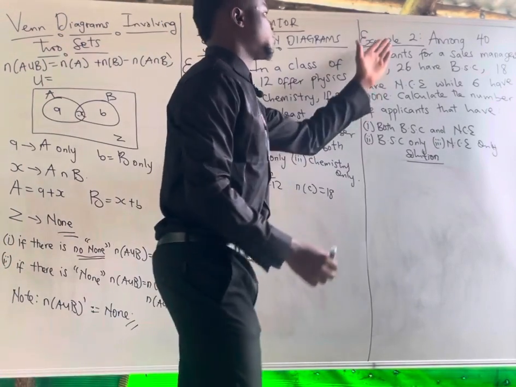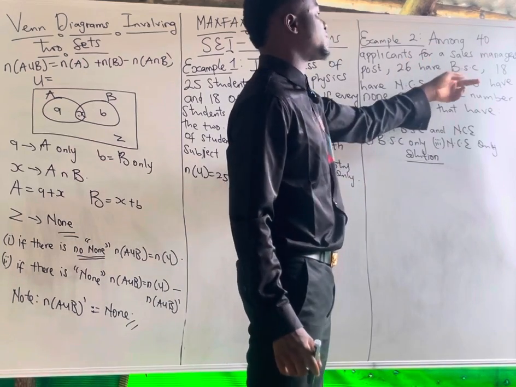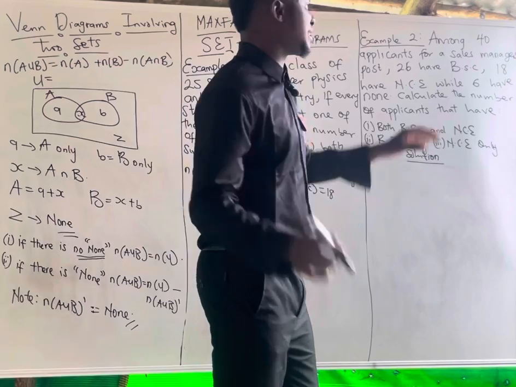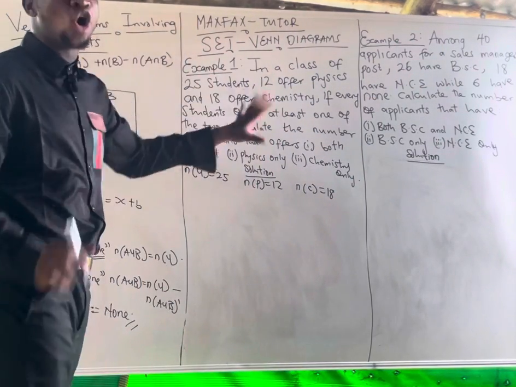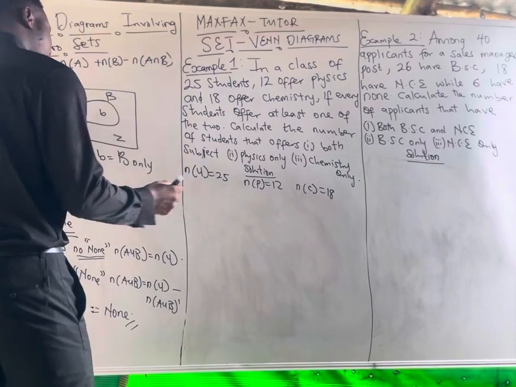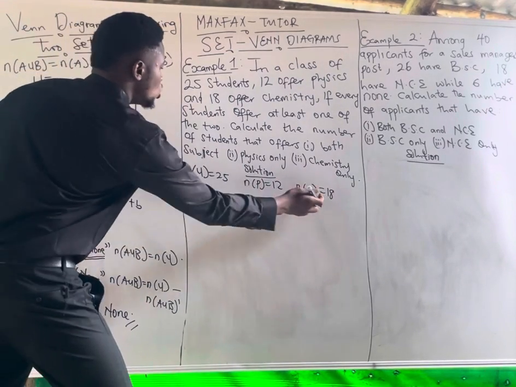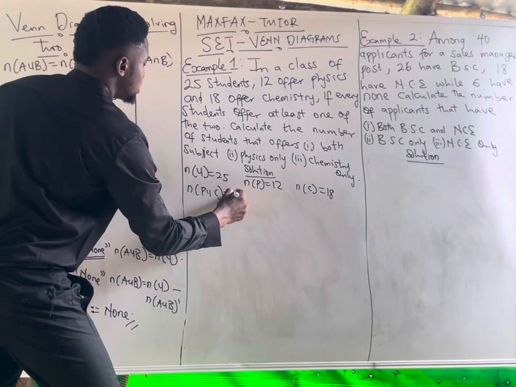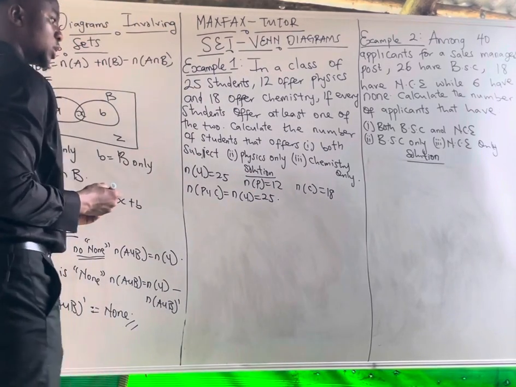But if you look at example 2, among 40 applicants for a sales manager's post, 26 have BSc, 18 have NC, while 6 have none. This simply means that in this particular question, there is none. But in the first question, there is no none. This simply means that the first thing we are going to do is that our P union C will be equal to the number of the universal set. And that's equal to what? 25, from the question. Do you get that?